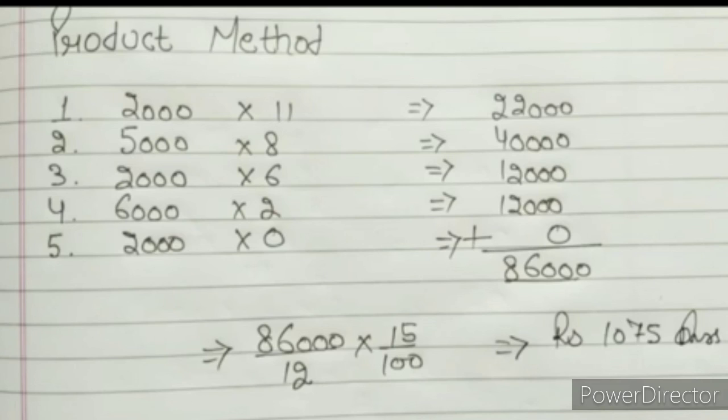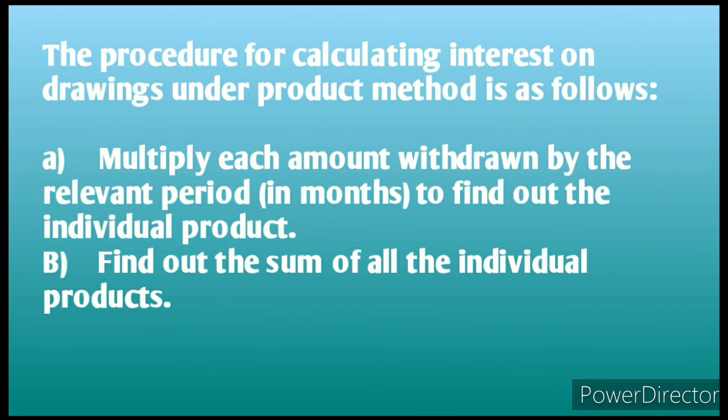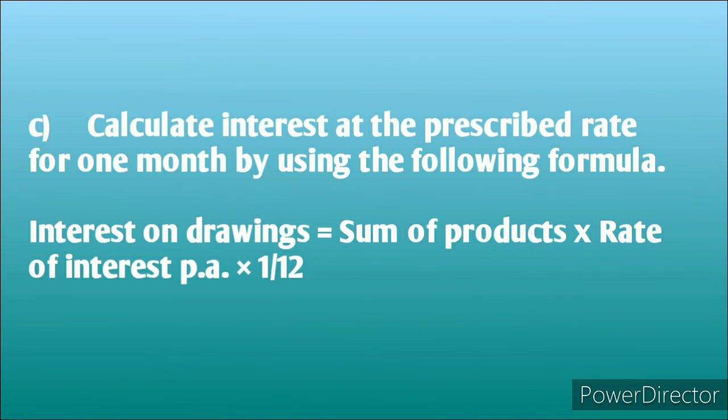Now, at the last we can say the procedure for calculating interest on drawings under the product method is as follows. First, multiply each amount withdrawn by the relevant period in months to find out the individual product. Second, find out the sum of all individual products. Third, calculate interest at the prescribed rate for 1 month by using the following formula: Interest on drawings is equal to sum of products multiply rate of interest per annum multiply 1 by 12.